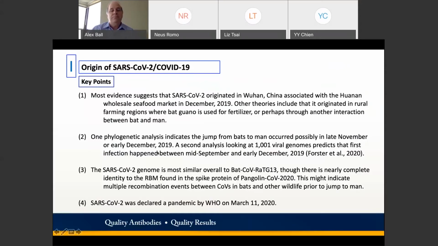The SARS-CoV-2 genome is, as we saw, most similar overall to the bat coronavirus RaTG13, though there is nearly complete identity to the receptor binding motif found in the spike protein of pangolin coronavirus. This might indicate multiple recombination events between coronaviruses in bats and other wildlife prior to the jump to man. And as we saw, SARS-CoV-2 was declared a pandemic by the World Health Organization on March 11th, so we're almost 2.5 months into this.